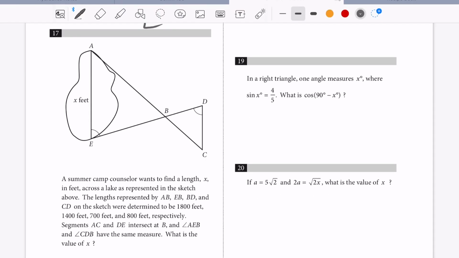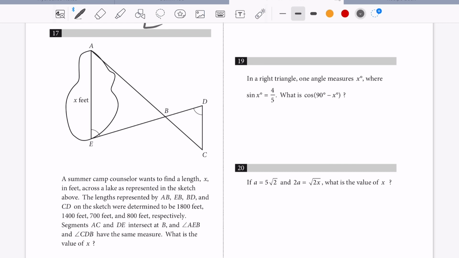Okay, number 17. A summer camp counselor wants to find a length x in feet across the lake as represented in the sketch above. The lengths represented by AB, EB, BD, and CD on the sketch were determined to be 1,800 feet, 1,400 feet, 700 feet, and 800 feet, respectively. Segments AC and DE intersect at B, and AEB and CDB have the same measure. What is the value of x? Okay, so these are going to be similar triangles. That's pretty obvious by the wording there.